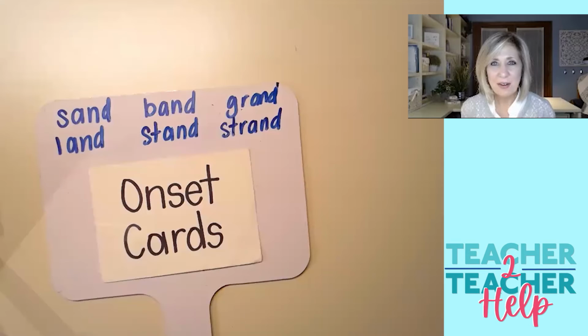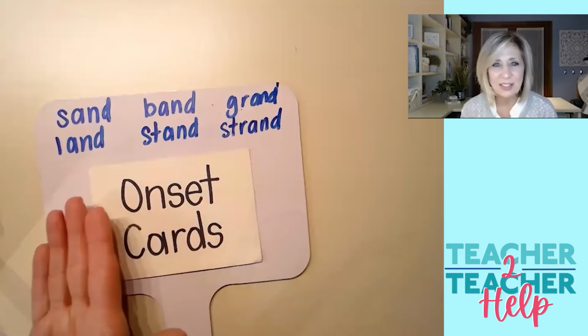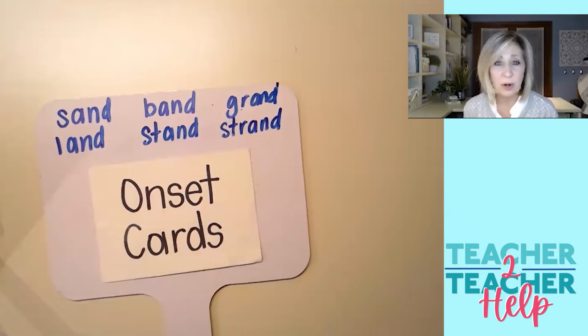In the previous video, I shared with you how you can use these Onset cards to help students build words using one of the 37 most common rhymes or word families. So in this example, we used the AND chunk and built some words. There are more words that you can build. This is just an example.